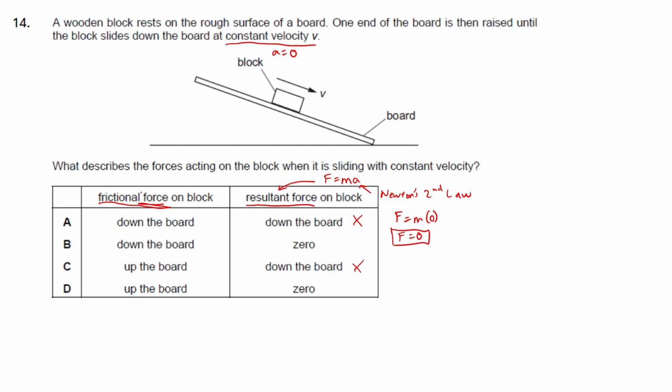Well, we can look at the frictional force. We know that frictional force is going in the opposite direction of our movement, right? So friction opposes movement. If a car is going one way, there's going to be a frictional force the other way. Similarly, if we have a block going down the ramp, there's going to be a frictional force going up the ramp. So our answer is just going to be D, where it's going up the board and has a 0 resultant velocity.